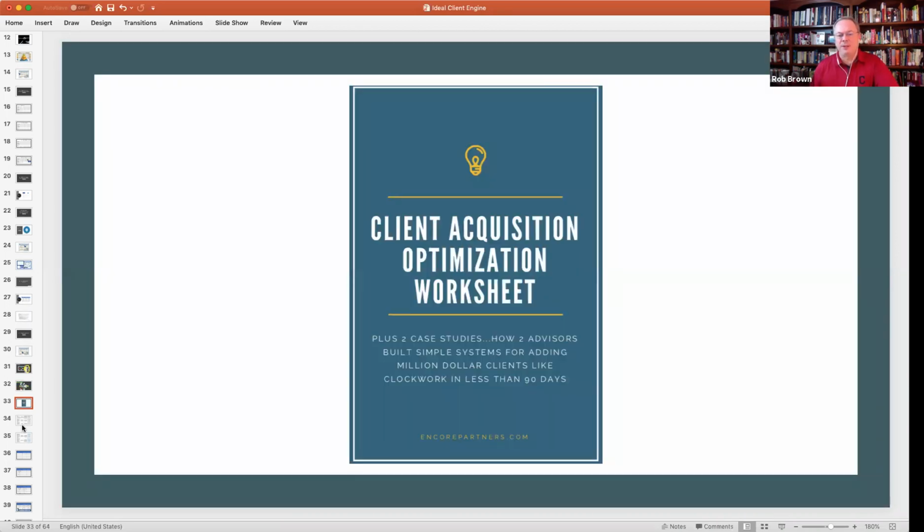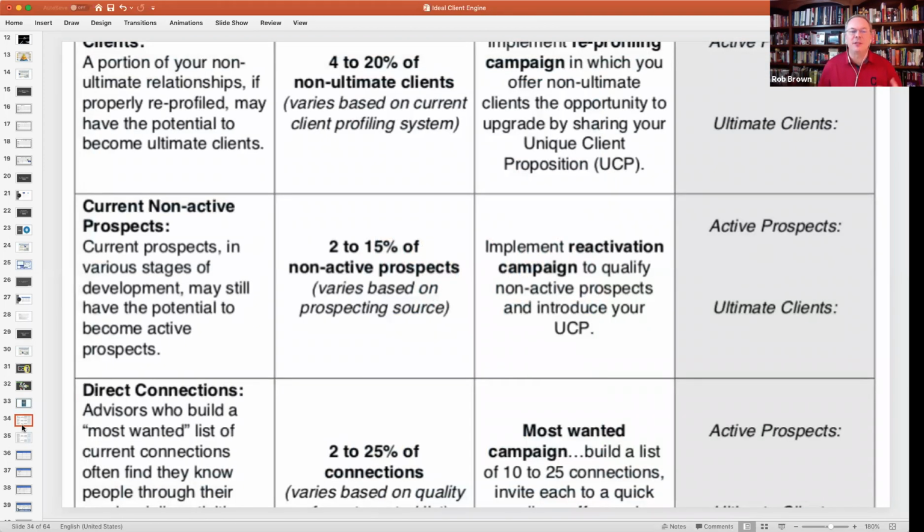I popped this up just a second ago. This is, by the way, the client acquisition optimization worksheet that I mentioned that you can request from me. Just put a message below this post on Facebook, or send me an email if you're not on Facebook, and I'll make sure you get a copy of the client acquisition optimization worksheet, because you need this to be able to make the choices of the type of marketing you're going to put into your engine, because not every engine is exactly the same.